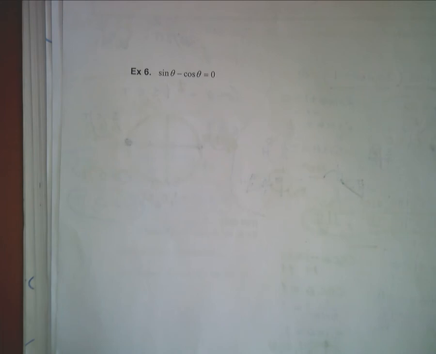Suggestions on how to solve something like this. Sine minus cosine equals 0. There's no factoring that's needed because it's not squared. Any ideas? Just throw out some ideas. What do you want to try to do here? Add the cosine over, so separate them.